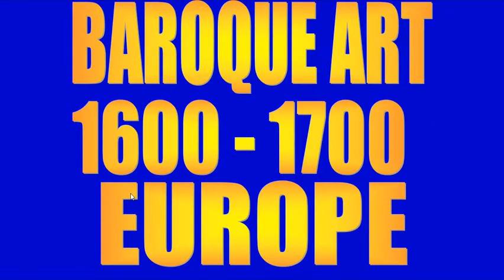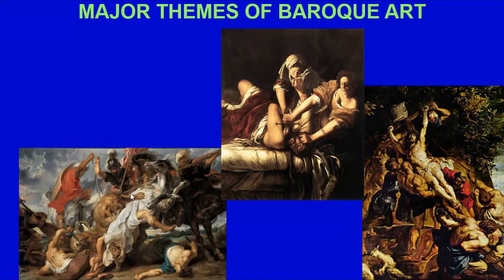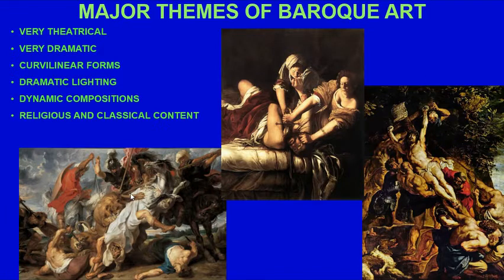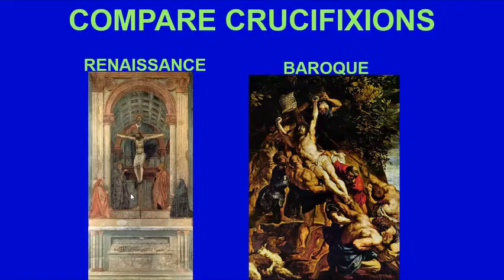So we're going to begin to look at what's called Baroque art. Baroque is pronounced Baroque. It lasted from about 1600 to 1700, and it mostly takes place in Europe. The major themes of Baroque art: it's very theatrical, very dramatic. It has curvilinear forms, dramatic lighting, dynamic compositions, and religious and classical content and action and movement.